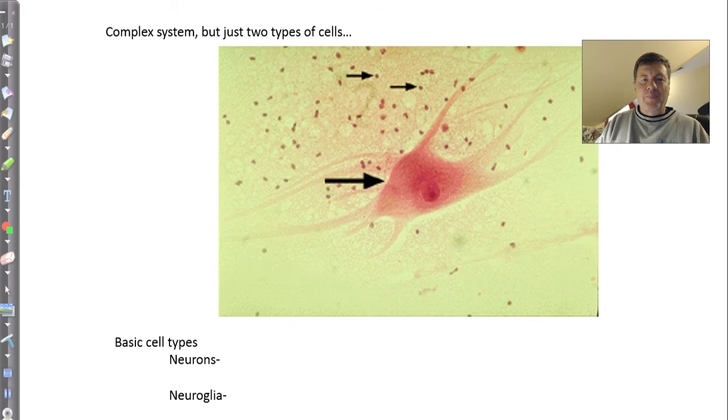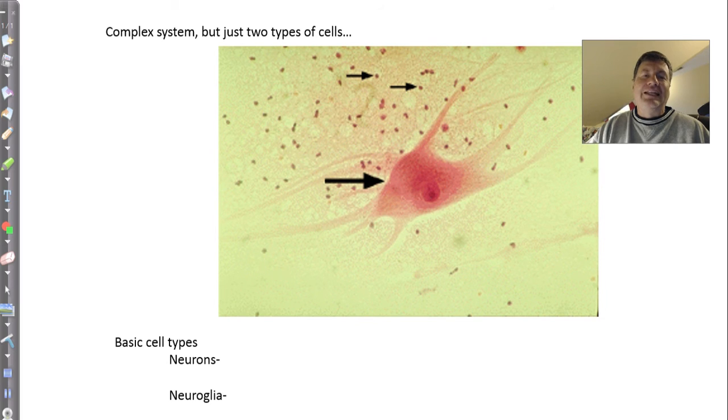This system does have several kinds of cells, and we're just going to focus on the two general types with a little bit of an example here. And you see both types represented here, neurons and neuroglial cells. Neurons are the cells that actually do carry nervous signal information.